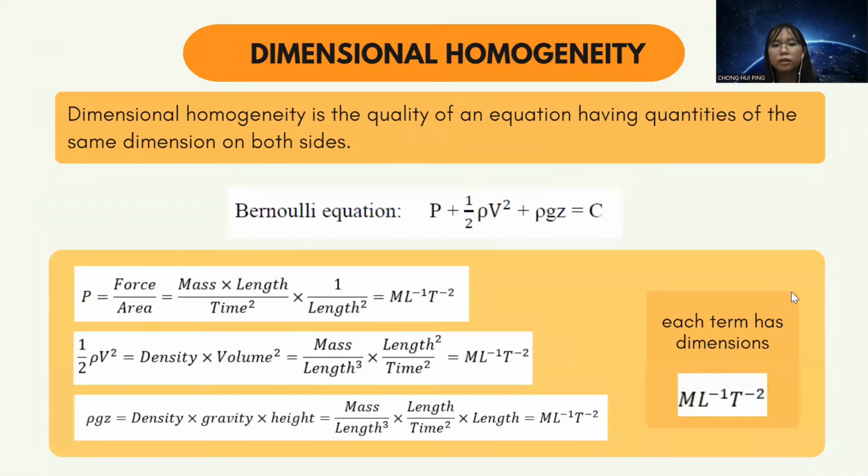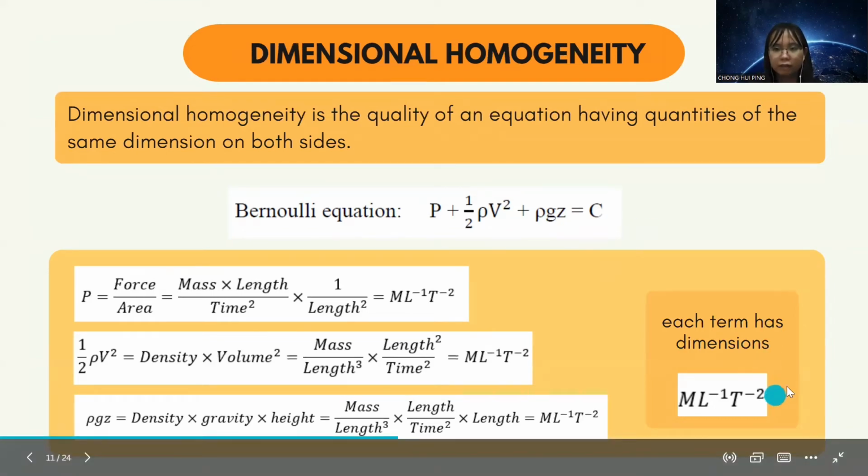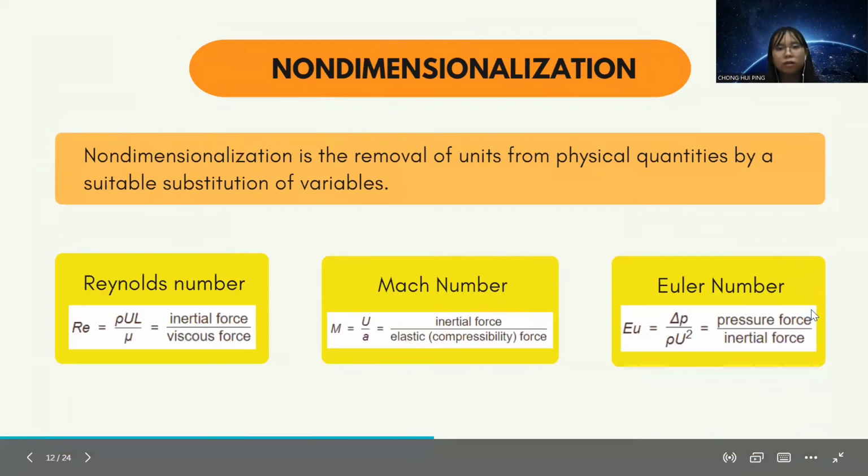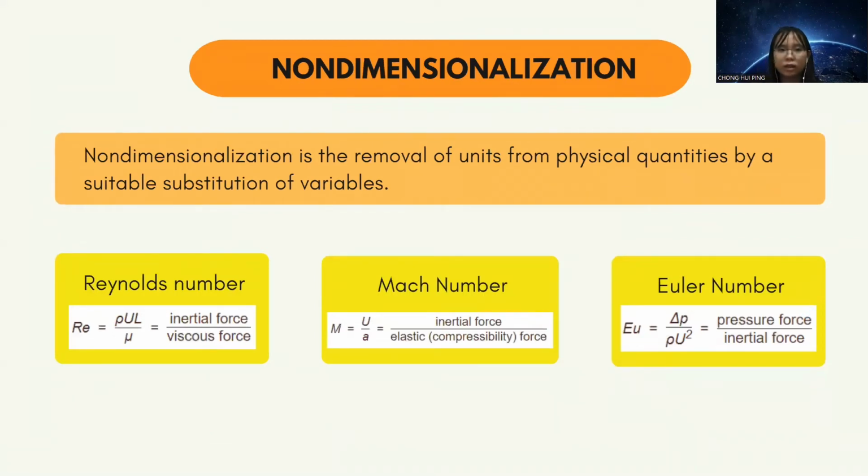The next example is the Bernoulli equation. The left-hand side and the right-hand side have the same dimensions, which I have stated out here. Furthermore, non-dimensionalization. Non-dimensionalization is the removal of units from physical quantities by a suitable substitution of variables. In a more simple way, we can say that it's non-dimensional or dimensionless. For example, here are the Reynolds number, Mach number, and Euler number. All of these are dimensionless, meaning that they don't have any dimension.